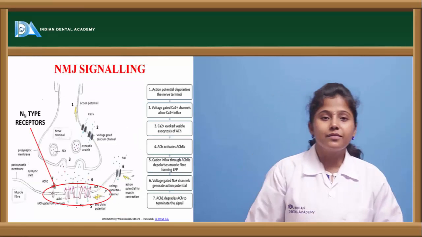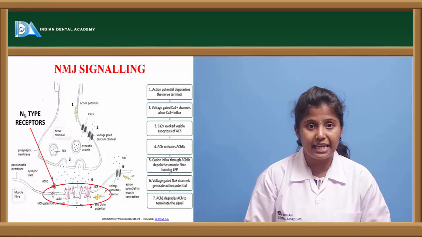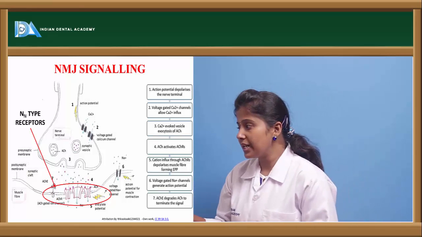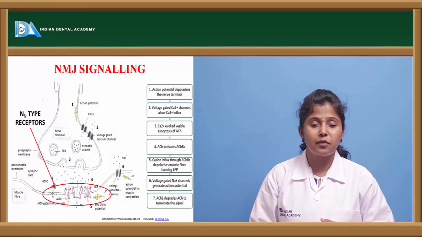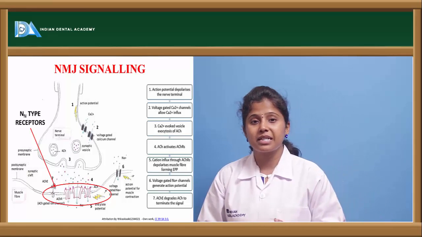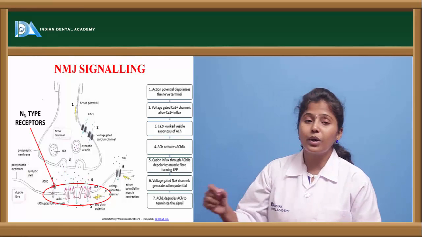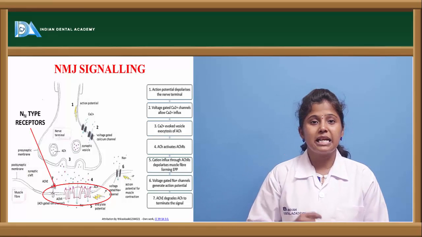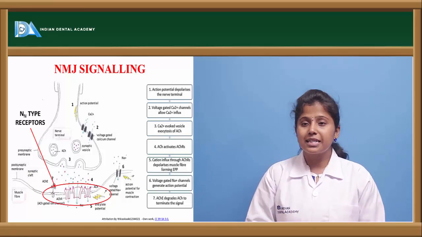Here we have to see NMJ signaling, that is neuromuscular junction signaling. What is happening exactly at the neuromuscular junction? Between the muscle and the neuron, at the junction, there are N type of receptors. Nicotinic receptors, or N type of receptors, are of two types, NM and NN. NN is neuronal receptors and NM is muscular receptors. Acetylcholine will bind to these receptors and exert the action. In the skeletal muscle, acetylcholine binds to the N type of receptors and it leads to the contraction of the skeletal muscle.